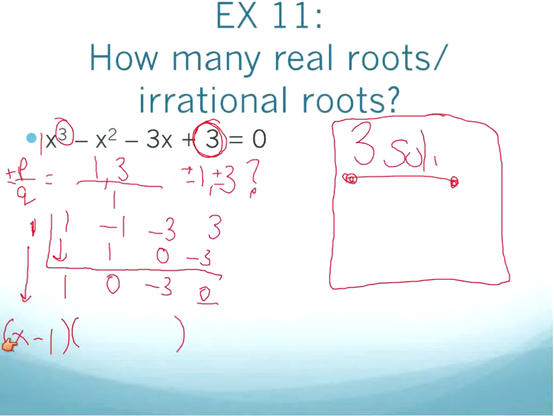So we started with the cubed. Since I found one factor that worked, now I'm going to take my remainder and write it one degree less than what I started with. So if I was x cubed before, now this is going to be what? x squared. 0x minus 3.